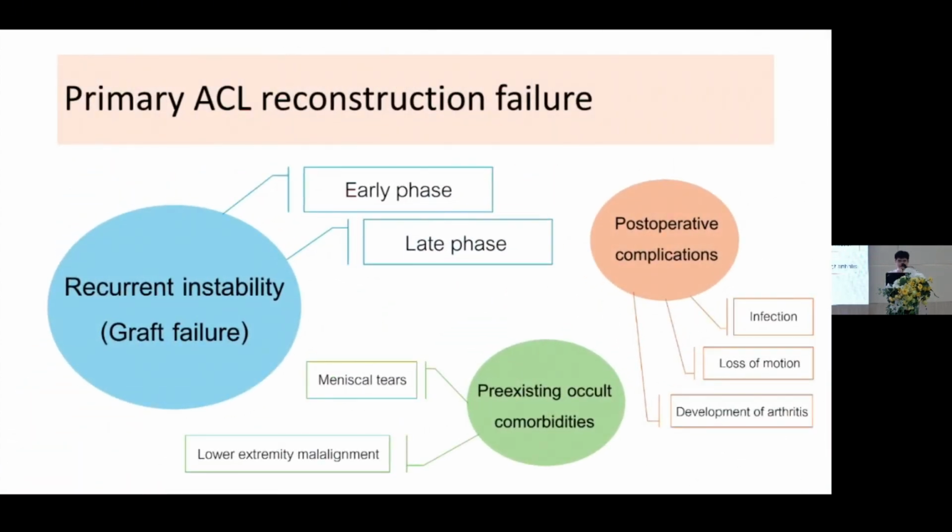First, the primary ACL reconstruction failure. The patient dissatisfaction after primary ACL reconstruction is divided into 3 main categories. It's a recurrent instability or graft failure that can be divided into early phase and late phase. The next is a post-operative complication such as infection, loss of motion, or development of arthritis. And the last is pre-existing condition or comorbidity such as extremity alignment and meniscus tear.